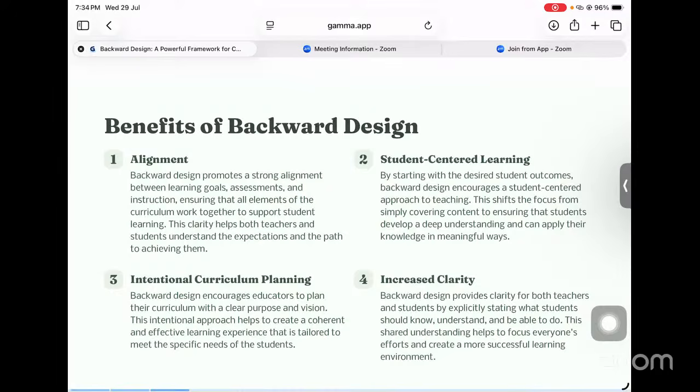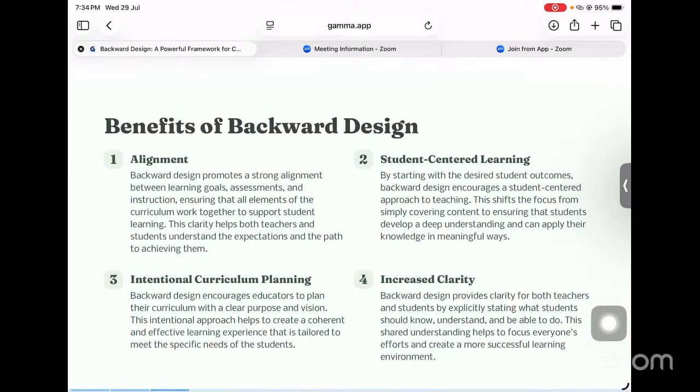You look at how you're going to teach your students. Okay, so the shift is from just covering content to ensuring that the students have a good and deep understanding of the content and concept that you want to teach, and students can apply this knowledge in meaningful ways. Okay, so second is student centered learning.